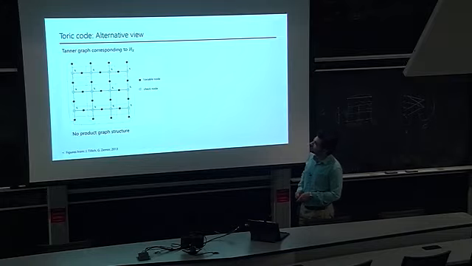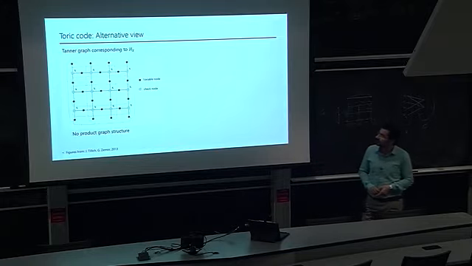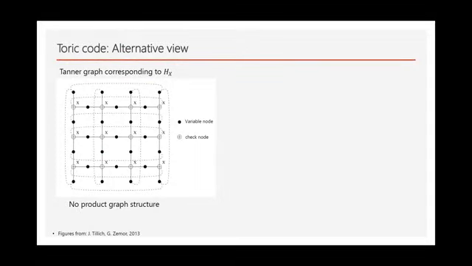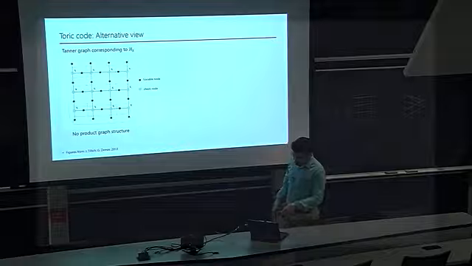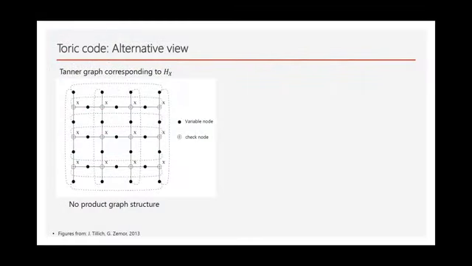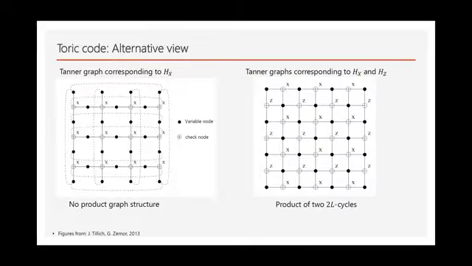So we start by looking at the Tanner graph corresponding to HX. It looks something like that, where we have variable nodes and check nodes. Similarly, we can define HZ. It looks quite similar to this, but it's defined on the dual lattice. And if we put them together on the same graph, we get something like this.